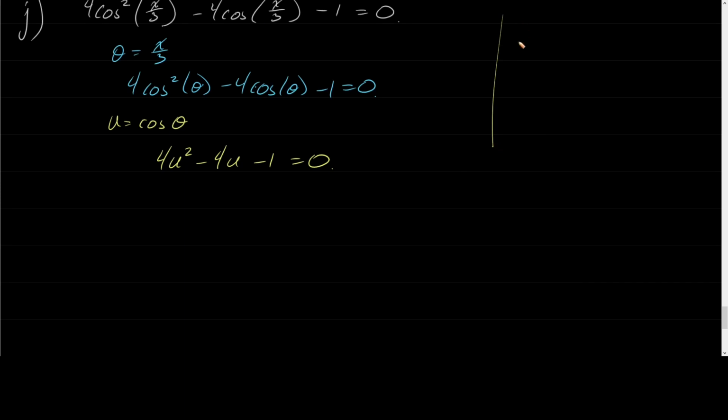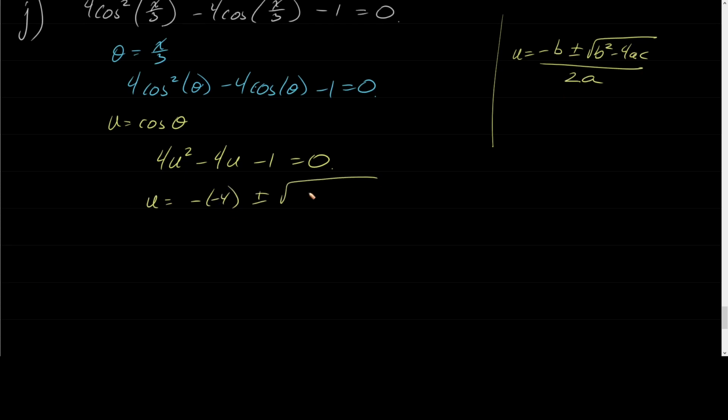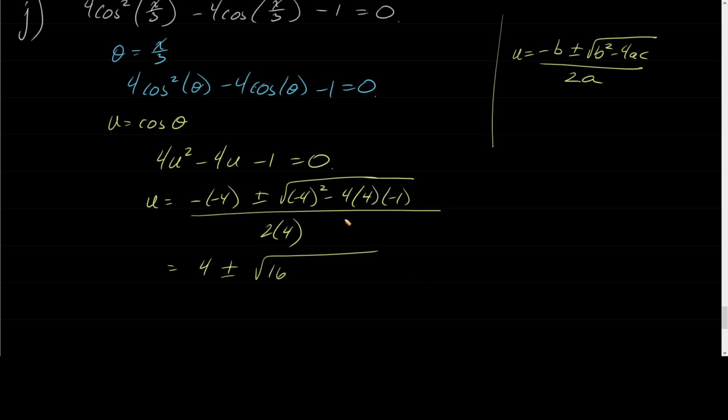So I'll remind you of the quadratic equation, in this case in terms of u. So we're going to say u is equal to -b plus or minus the square root of b squared minus 4ac, all over 2a. So in here, u is equal to the negative of -4, plus or minus the square root of -4 squared minus 4 times a times c, all of this over 2a. -4 is just +4. -4 squared is 16. -4 times 4 times -1 is a +16. 2 times 4 is 8. So I have that u is equal to all of that.